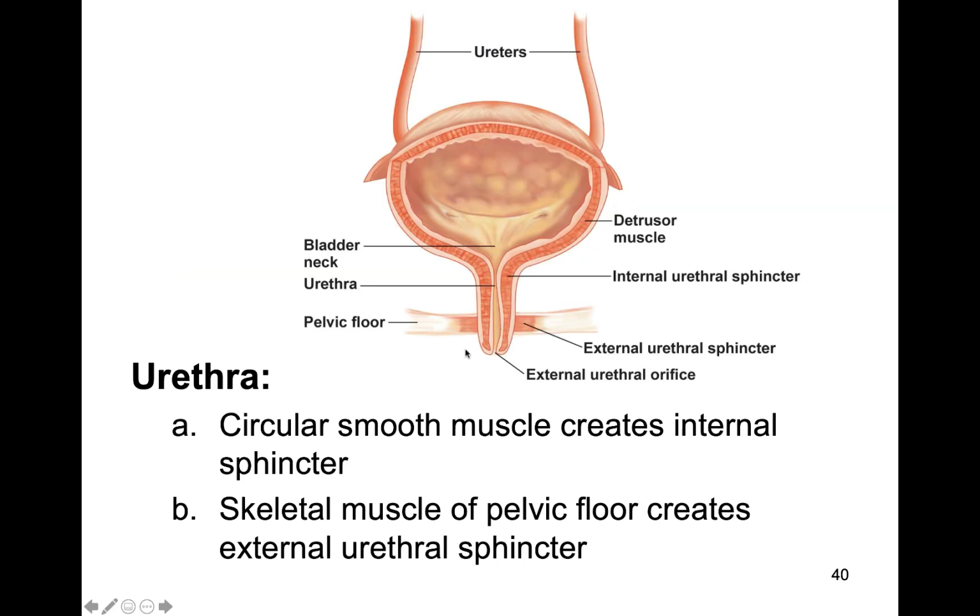So again, on this picture, you can see the detrusor muscle here, the circular muscle. It's going to create the internal urethral sphincter, and then a skeletal muscle is going to create the external urethral sphincter. Smooth muscle is under involuntary control, so that's why your internal urethral sphincter is under involuntary control. And then your external, since it's skeletal muscle, is under voluntary control.